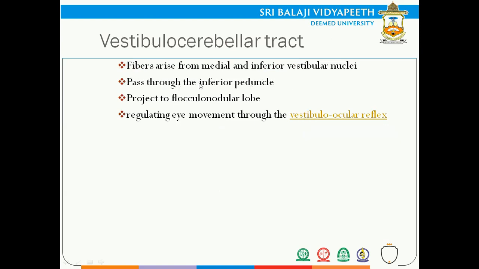Coming to the vestibulocerebellar, the fibers arise from the medial and the inferior vestibular nuclei, pass through the inferior peduncle, and project to the flocculonodular lobe, regulating the movements of the eyeball and the vestibulo-ocular reflex. Vestibulo-ocular reflex means a reflex that makes the visual activity coordinate with the auditory activity. When you hear something, your eye is coordinating with the auditory pathway, and your eyes are seeing something to coordinate what you hear also. You see and hear, and both these reflexes are coordinated through the vestibulo-ocular reflex.